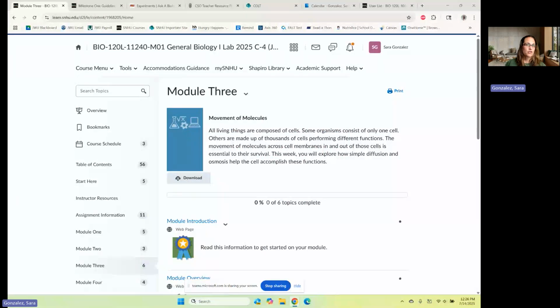I'm going to go ahead and share screen so we are on the same page as to what is due for this week. So let me go ahead and share screen, and hopefully you all will be able to see my screen here. So I'm already on the module 3 webpage here. So this week we're going to be really concentrating on molecules.